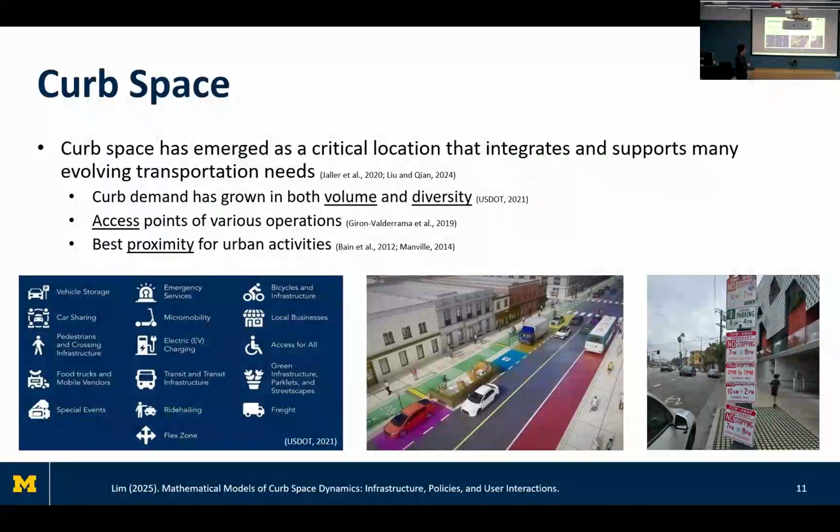So in the bottom left, we see some examples provided by USDOT. These are the new emerging modalities being accommodated on curb space, such as EV charging and vehicle storage, which is one of the conventional ones. Food trucks, vendors, ride hailing, flex shuttles, local businesses, etc. So there are so many modalities that require curb space access. However, because there was such a huge boost in this demand in the recent decade, the planning can sometimes be really messy. You can see this is a picture I took in Los Angeles about a year ago, and you can see there are so many signs that it's not interpretable.